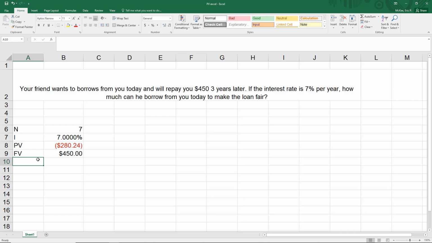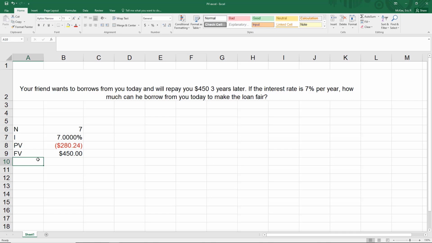This is a real life problem. And so if we don't have those signs correctly, it's going to give us problems. Right now, we had just one cash flow being entered into our function, so it didn't matter if we made 450 negative or positive. All that changes is that present value would show up with the opposite sign as our future value.